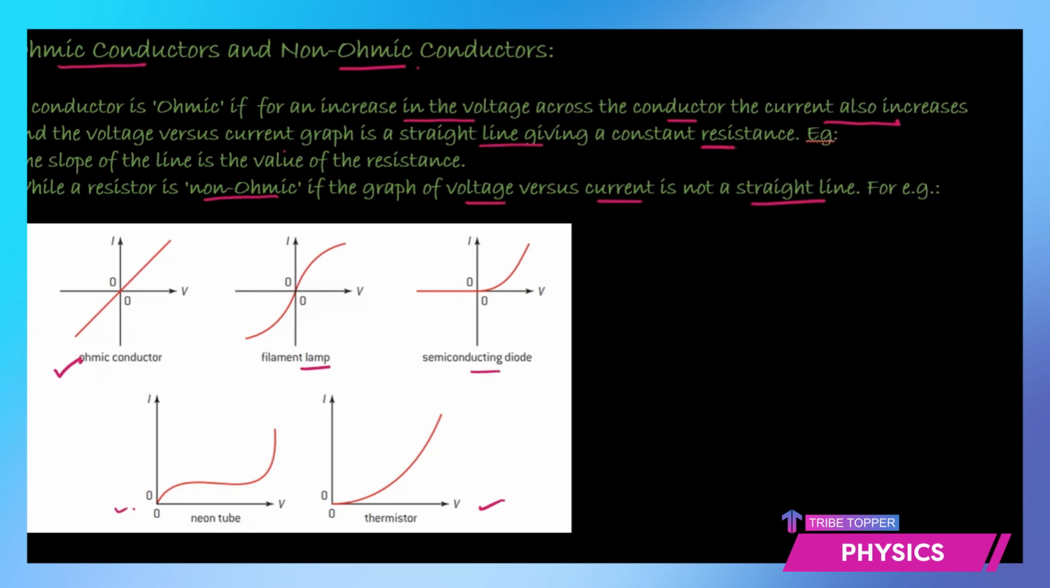So the filament lamp, semiconducting diode, neon tube and thermistor are all examples of non-ohmic conductors, whereas metallic conductors are the ohmic conductors because they obey Ohm's law and they give a straight line for an IV or a VI graph.